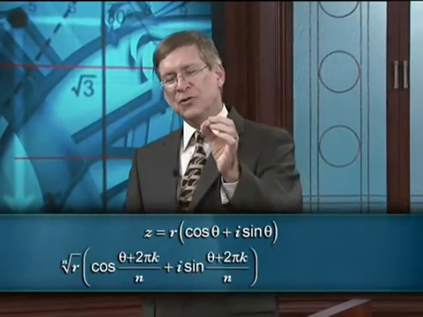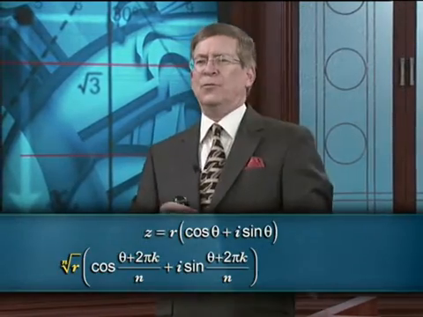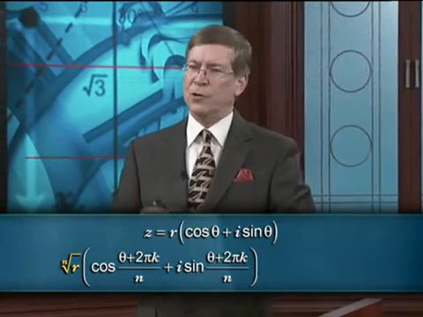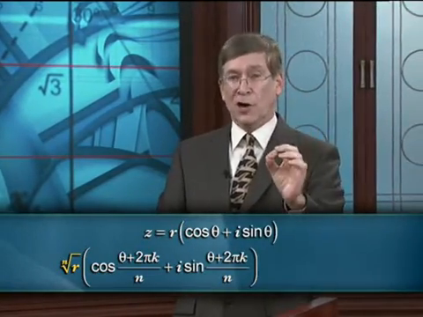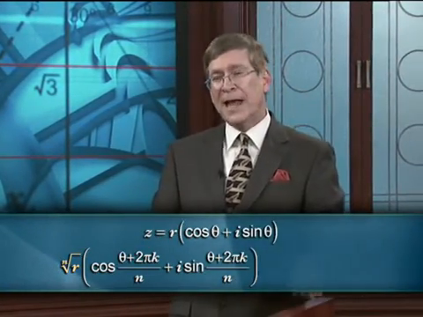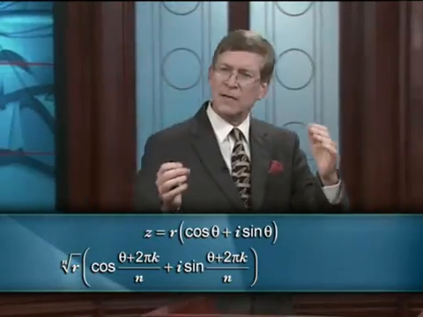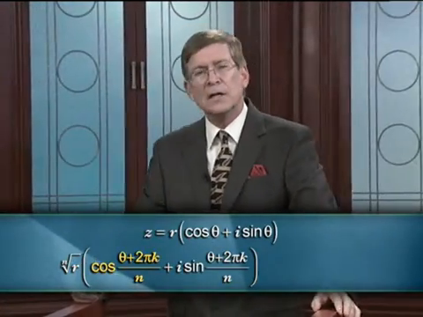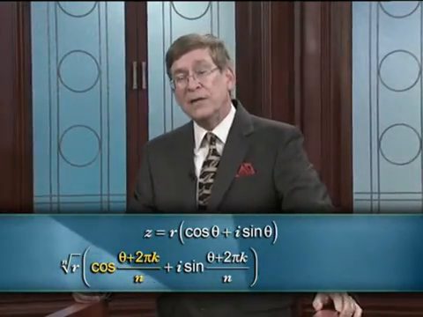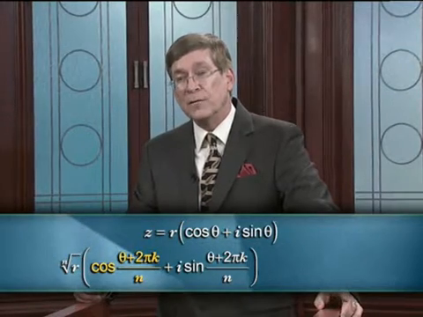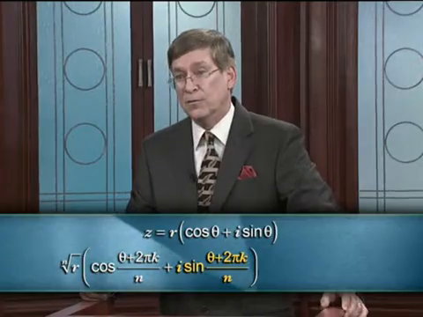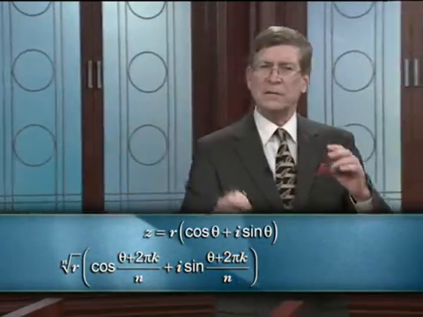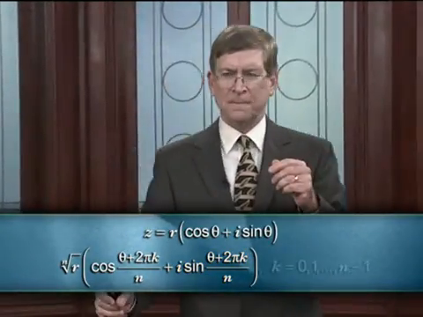The modulus is the real nth root of r. Remember, r is the modulus of the original number. So you take the real nth root of r, and then you multiply it by the following expression: cosine of (theta plus 2 pi k) over n, plus i sine of (theta plus 2 pi k) over n. Now that looks pretty complicated, but let me try to explain it.